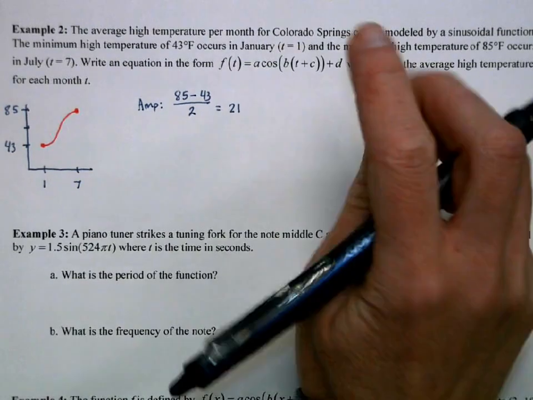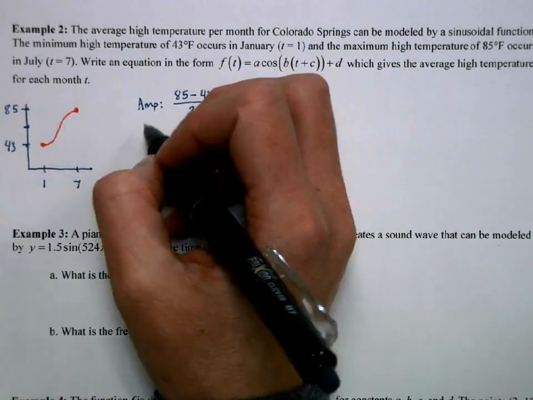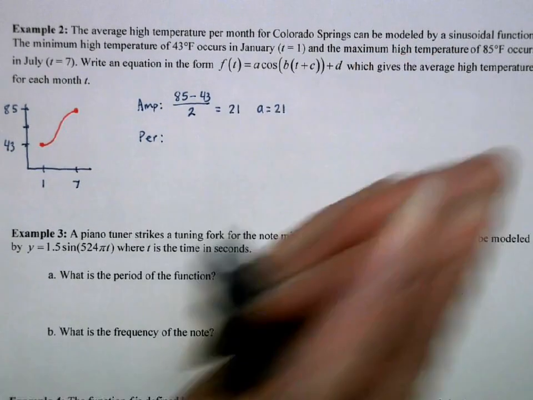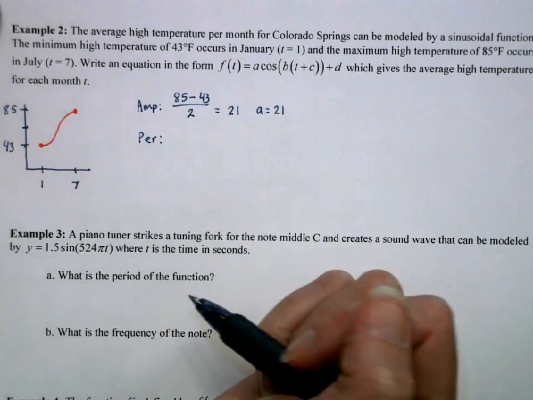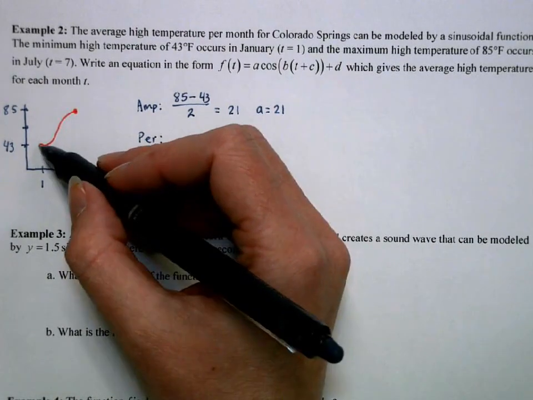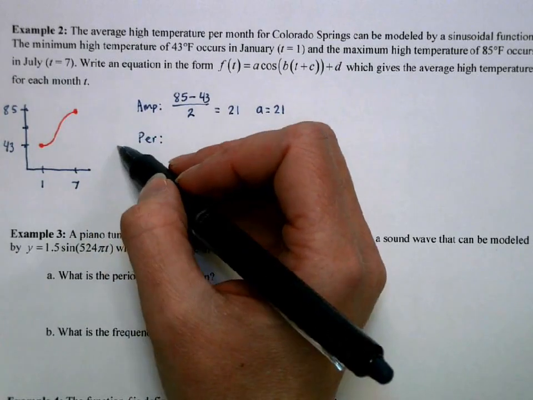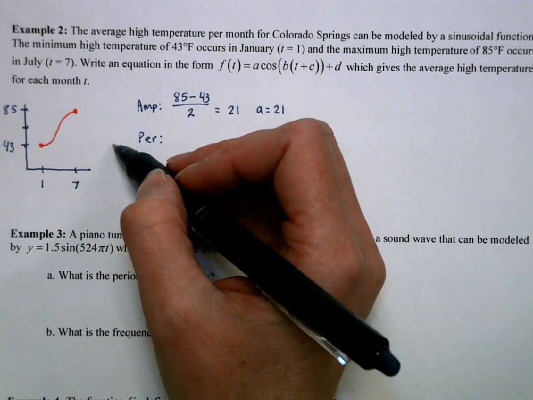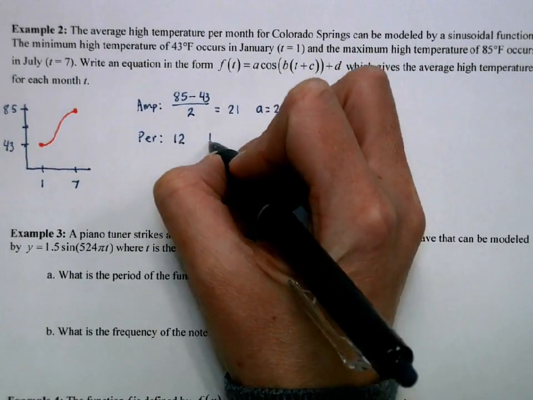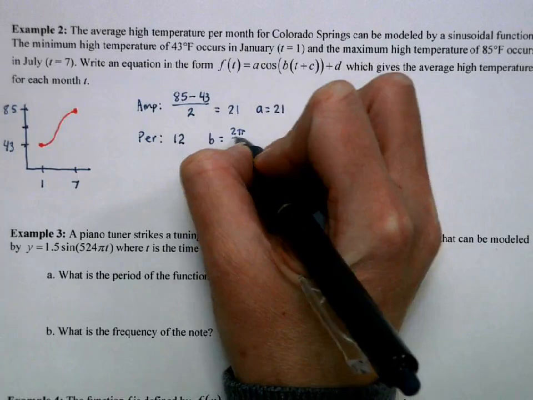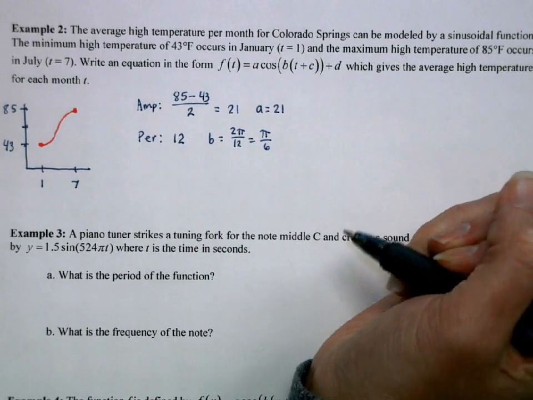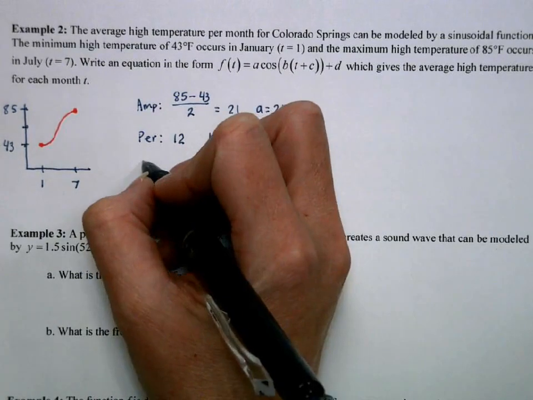My B is going to come from my period, and you can find these in any order. Oh, sorry. So A is going to be 21. Now we might end up making that a negative, and I'm going to discuss that here in a second. My period is how long it takes to complete 1 cycle. So it's going to go from a minimum to a maximum back to a minimum. My next minimum is going to occur at 13 because our period is 12 months. So my B is going to be 2 pi divided by 12, which reduces to pi over 6. Okay, I'm going to come back to the phase shift.